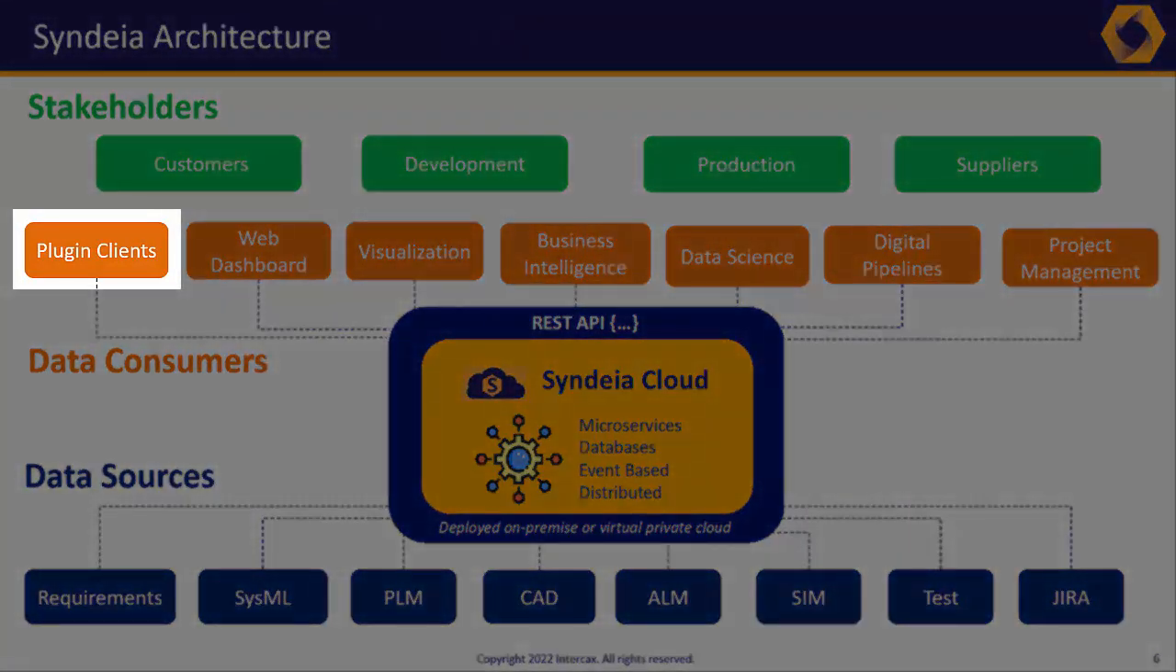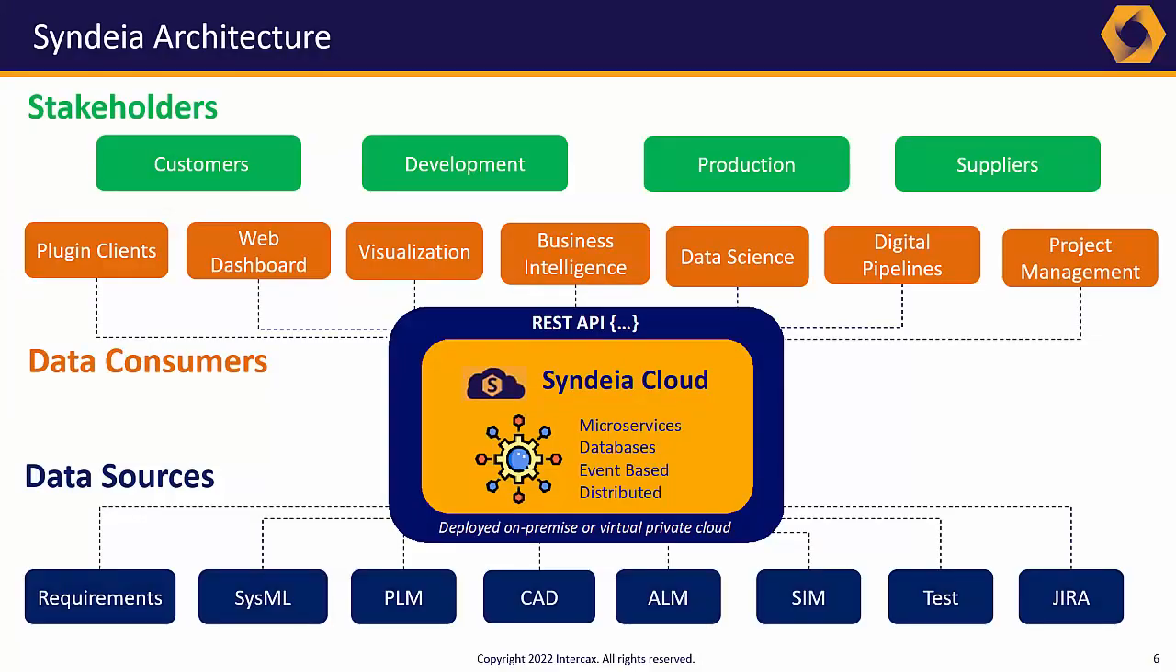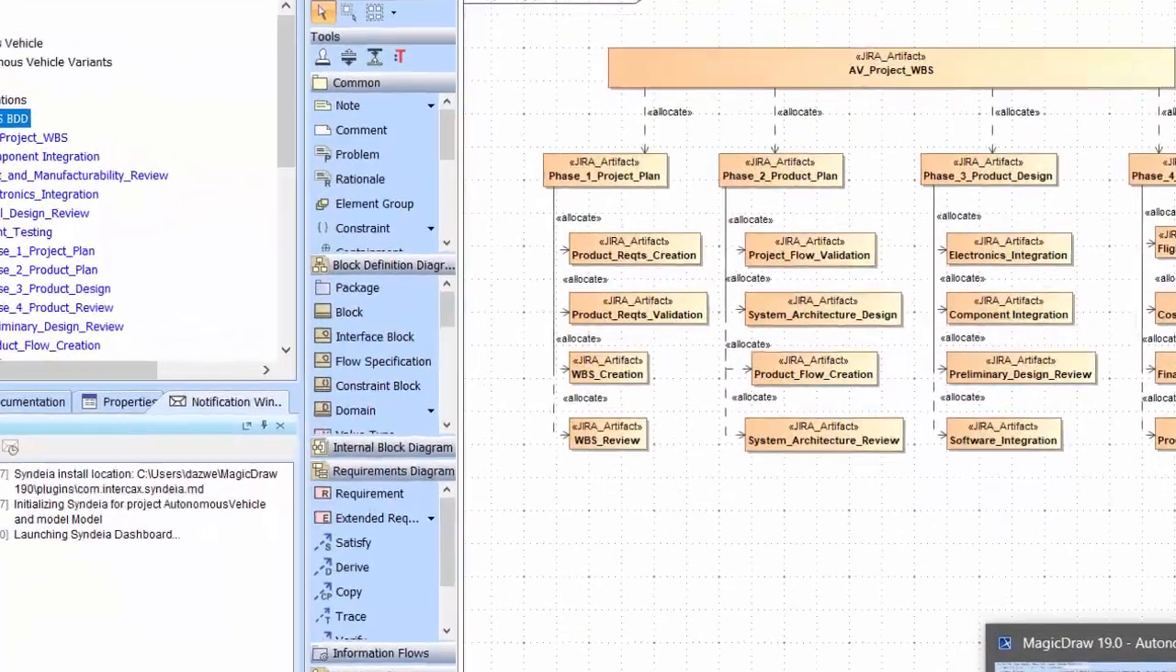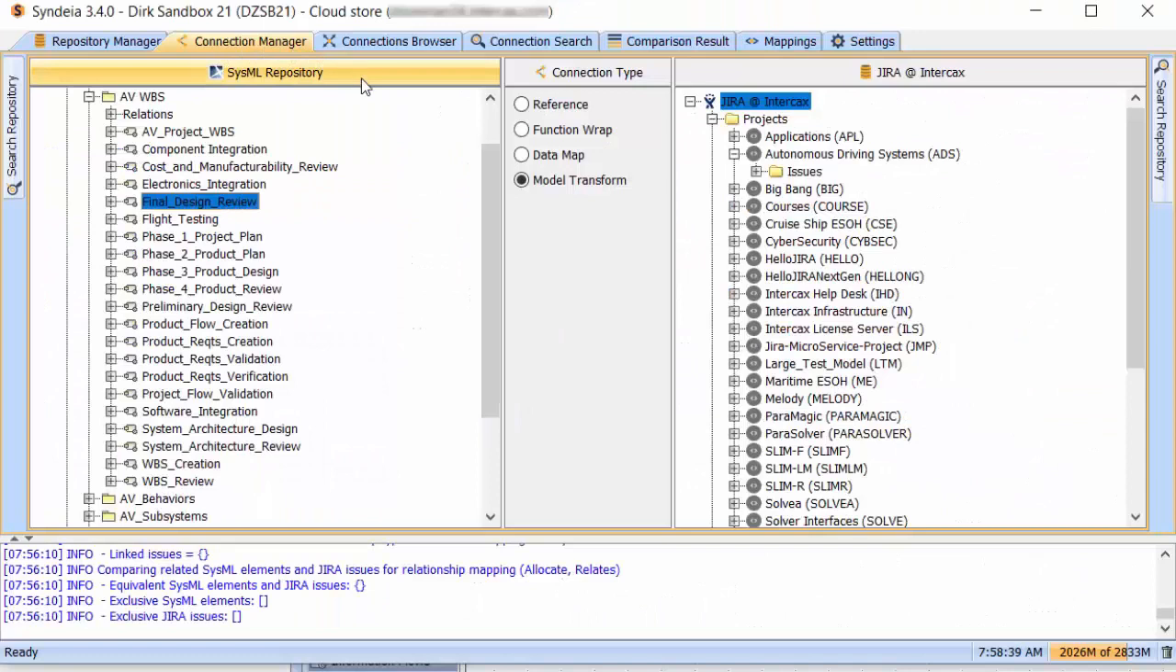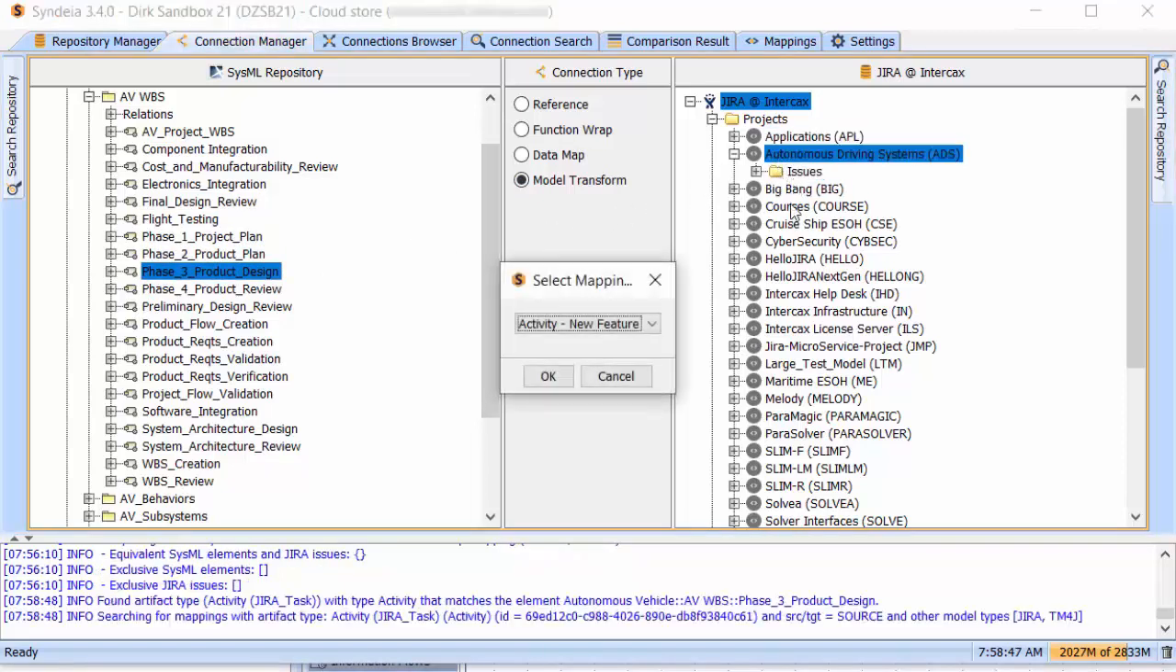Local clients include plugins for CATIA Magic and IBM Rhapsody SysML modeling tools, and a standalone client. From the client dashboard, we can view two different models on the left and right and build the digital thread by using drag and drop between them.